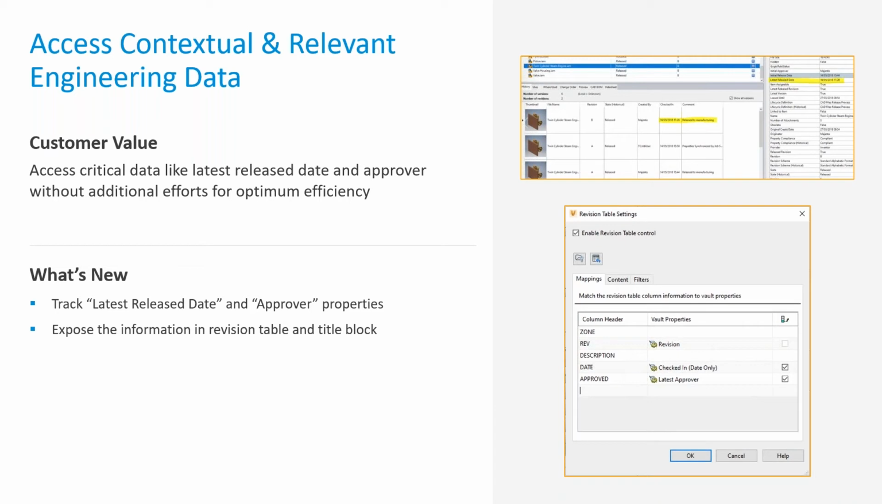Another of the new features they've added is the latest release date and latest approver. These are things that used to be a property that was a little more difficult to change, manage, and show on a title block. Now it will look at the latest person, as far as who just checked it in, update those properties, and be able to show that on the title block also. The same goes for approvers, which is nice. Obviously there might be multiple approvers throughout the different revisions that might happen on a file, so it's tracking those latest changes.